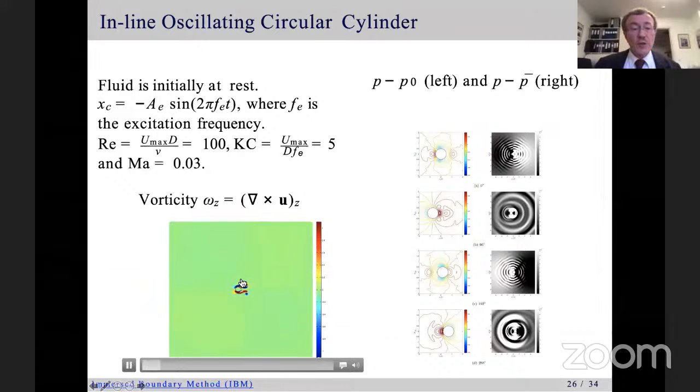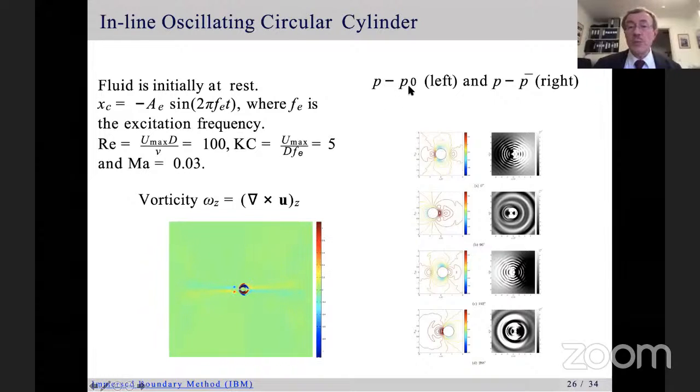Here you can see the vorticity for this problem when the cylinder is moving back and forth. And on the right, we have the pressure, that is the pressure relative to the stagnation pressure. And to the right, we have the acoustic pressure, which we here identify as the difference between the instantaneous pressure and the average pressure over one period. So that is the advantage of our method, that we can also get acoustic information.